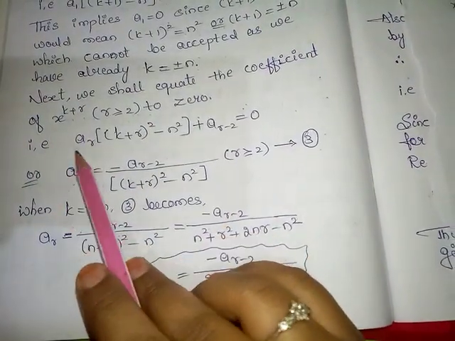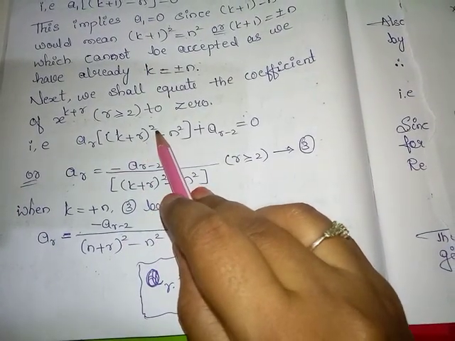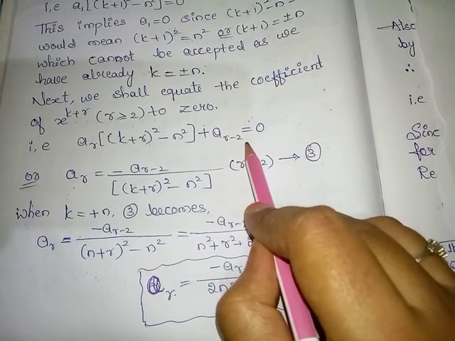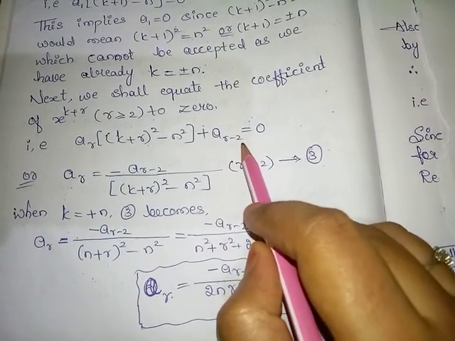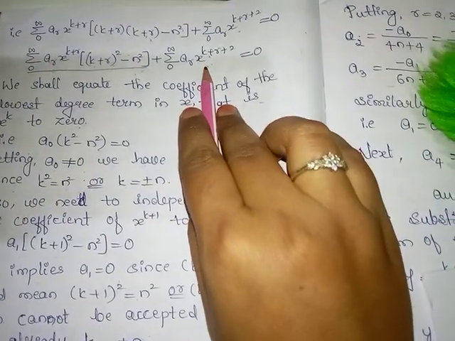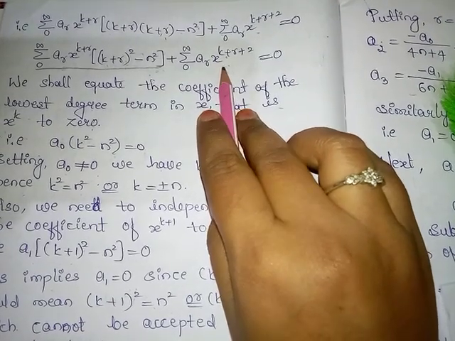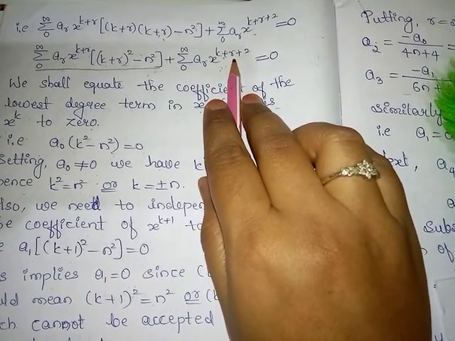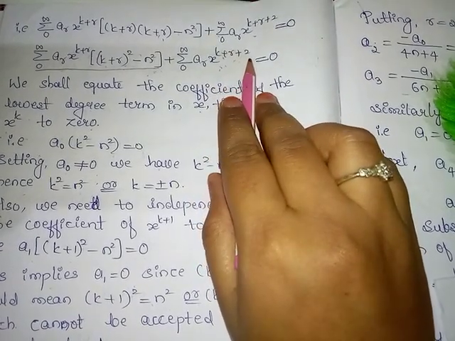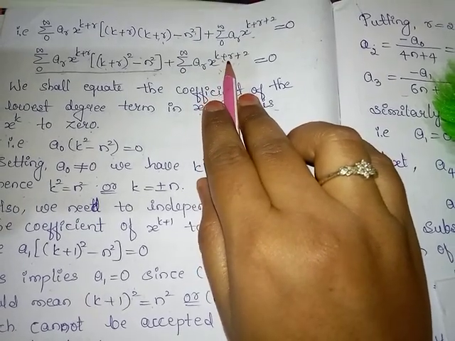That is a r into (k plus r) square minus n square plus a r minus 2. How do we get this a r minus 2? From this equation, to get the coefficient of x raised to k plus r, we have to take r as r minus 2. Then minus 2 plus 2 will be cancelled. The remaining is x raised to k plus r.